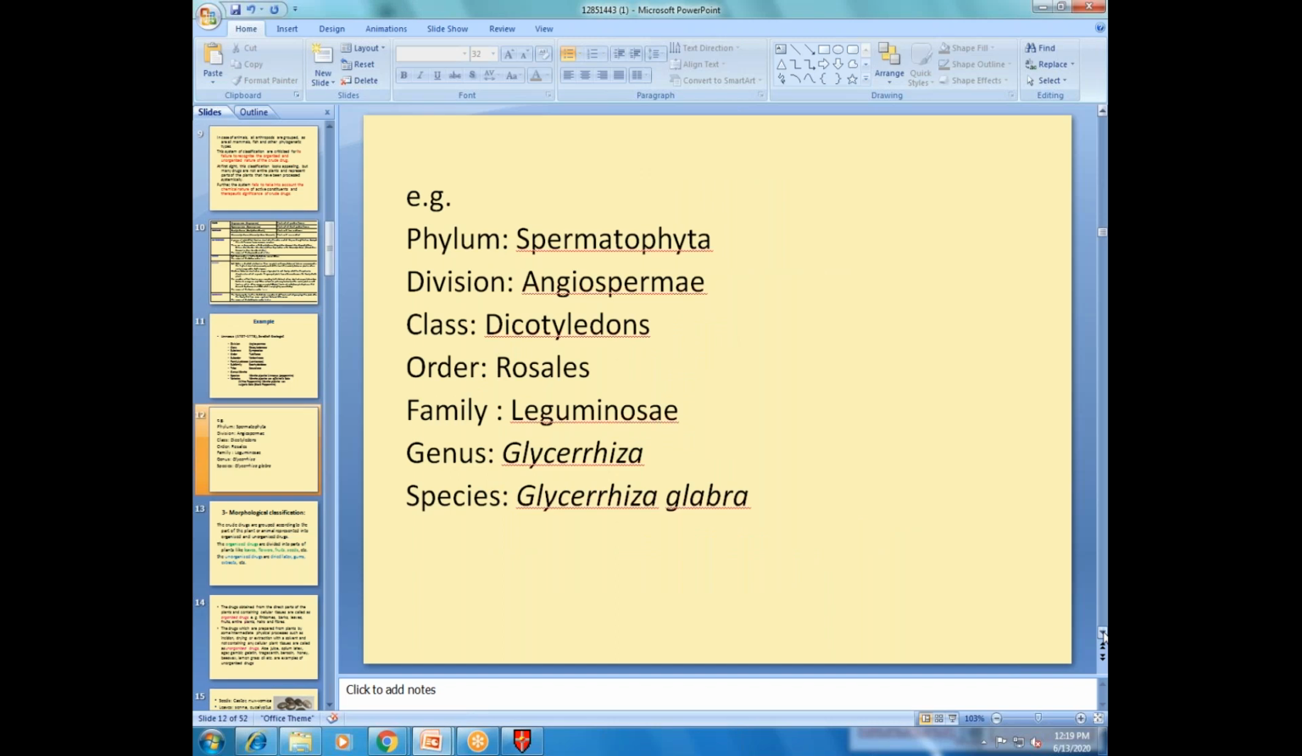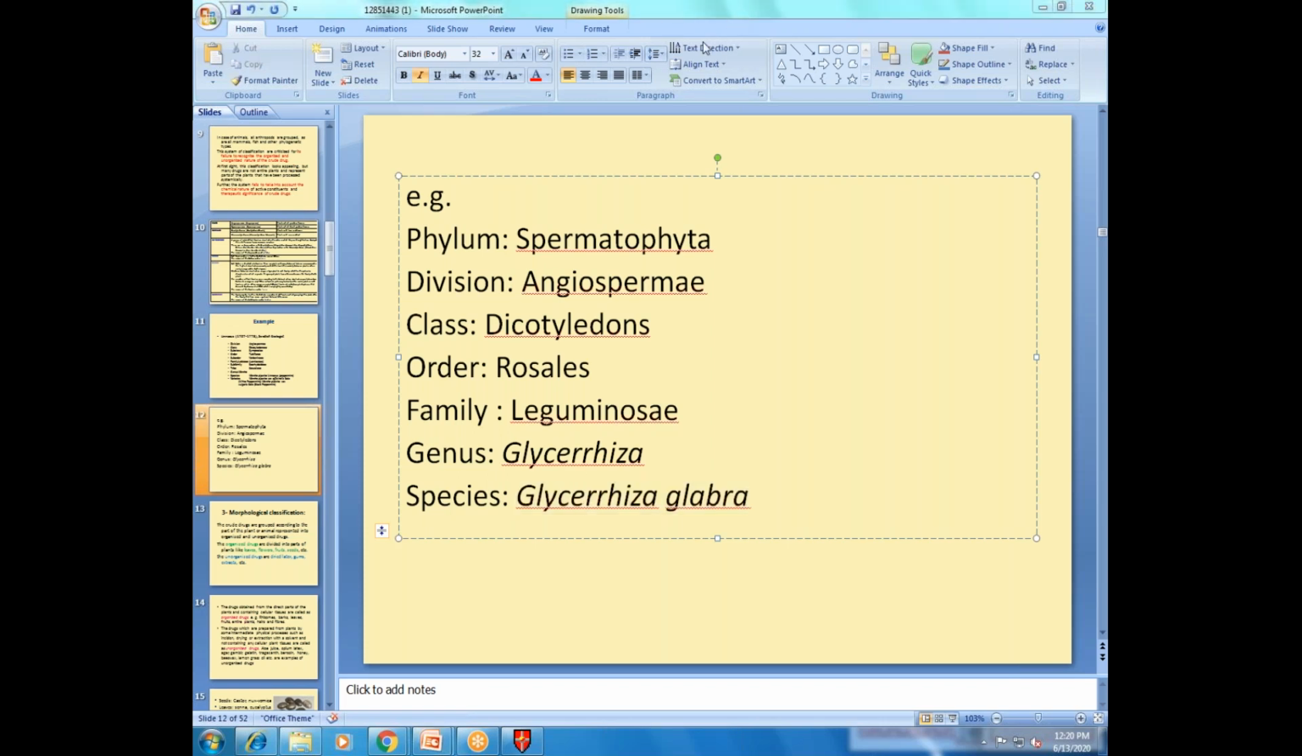So this is one more classification. Family Leguminosae, genus Glycyrrhiza. Glycyrrhiza glabra is one. We don't want the phylum division and all those, but we should know that it is a dicotyledon, that's okay. But Leguminosae is a family which is very important to us. Glycyrrhiza glabra is the botanical name. Glycyrrhiza is the genus, glabra is the species, and Leguminosae is the family. So these three are very important to us.